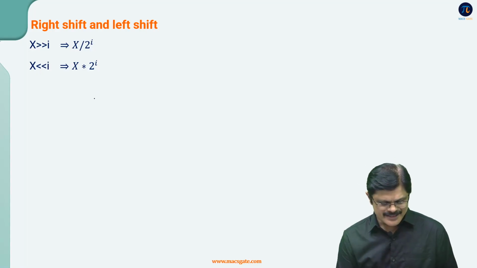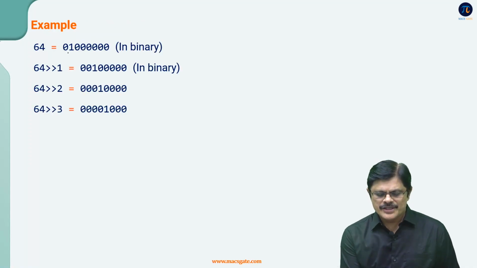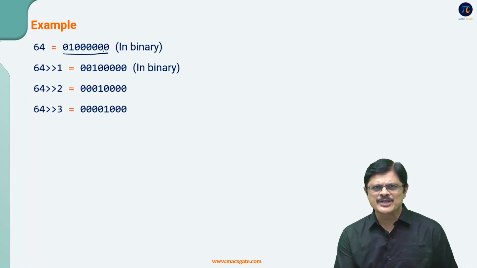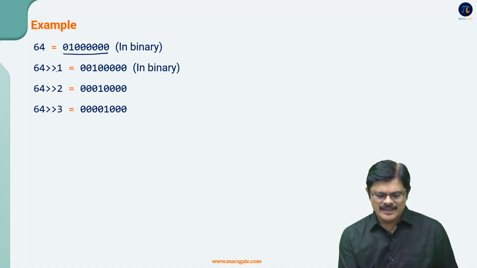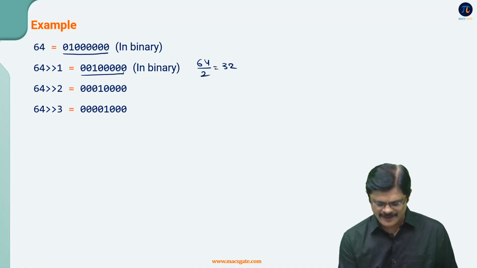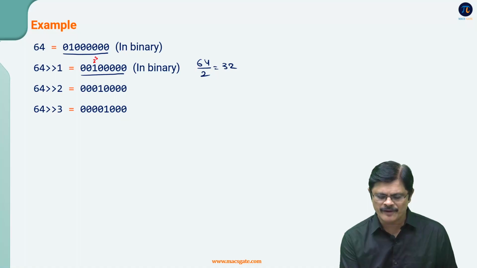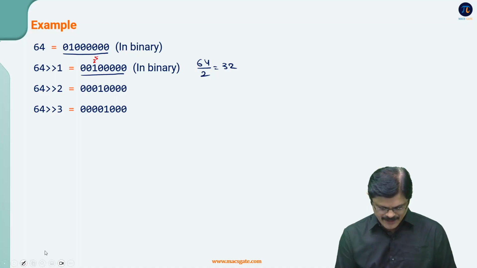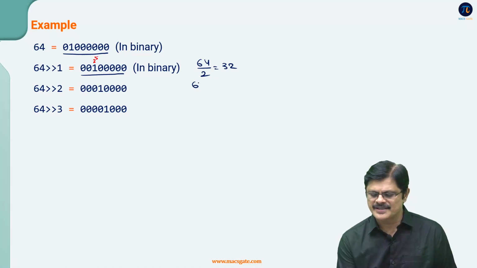Okay. So, let us see an example. So, this is 64 in binary format. I am assuming it is an 8-bit number. Now, right shift by 1 bit, we can obtain it by dividing 64 by 2. So, the answer should be 32. You can verify this. This is 2 power 0, 2 power 1, 2 square, 2 cube, 2 power 4, and this is 2 power 5, which is nothing but 32. And right shift by 2 bits, 64 by 2 square, which is nothing but 64 by 4, which means 16.